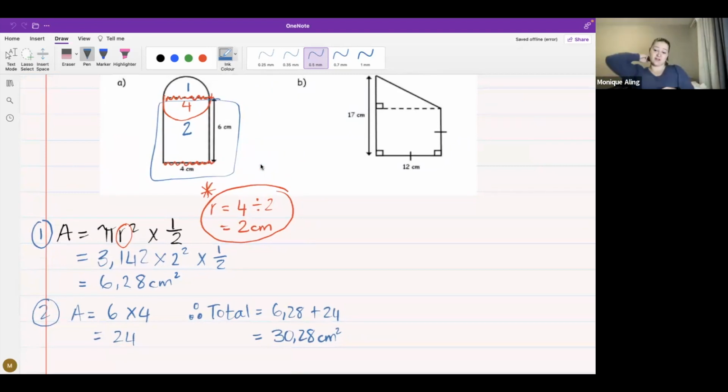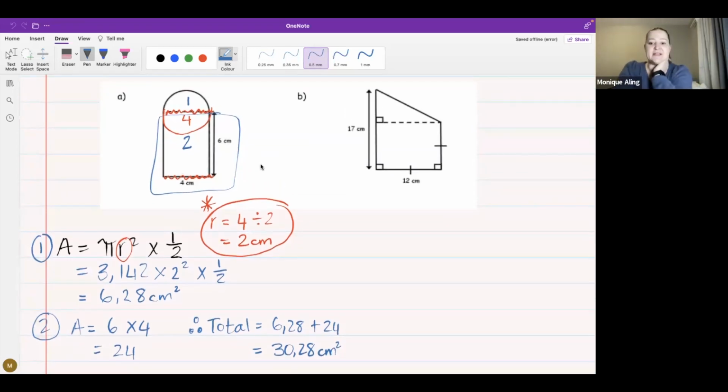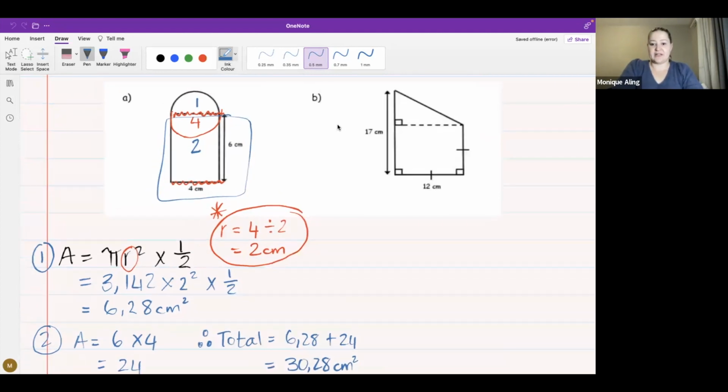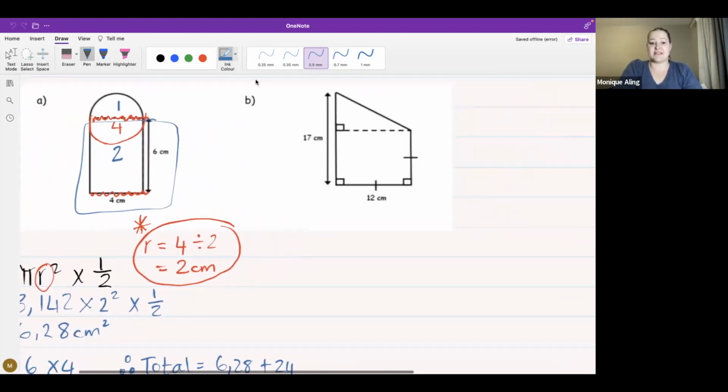So there was quite a lot in that question. Having to realize we must work out the radius and then doing two separate calculations, but then remembering to add them at the end. Okay, let's have a look at question B. We have a triangle and a square, it looks like. Okay, so let's just make sure we have all the necessary sides.